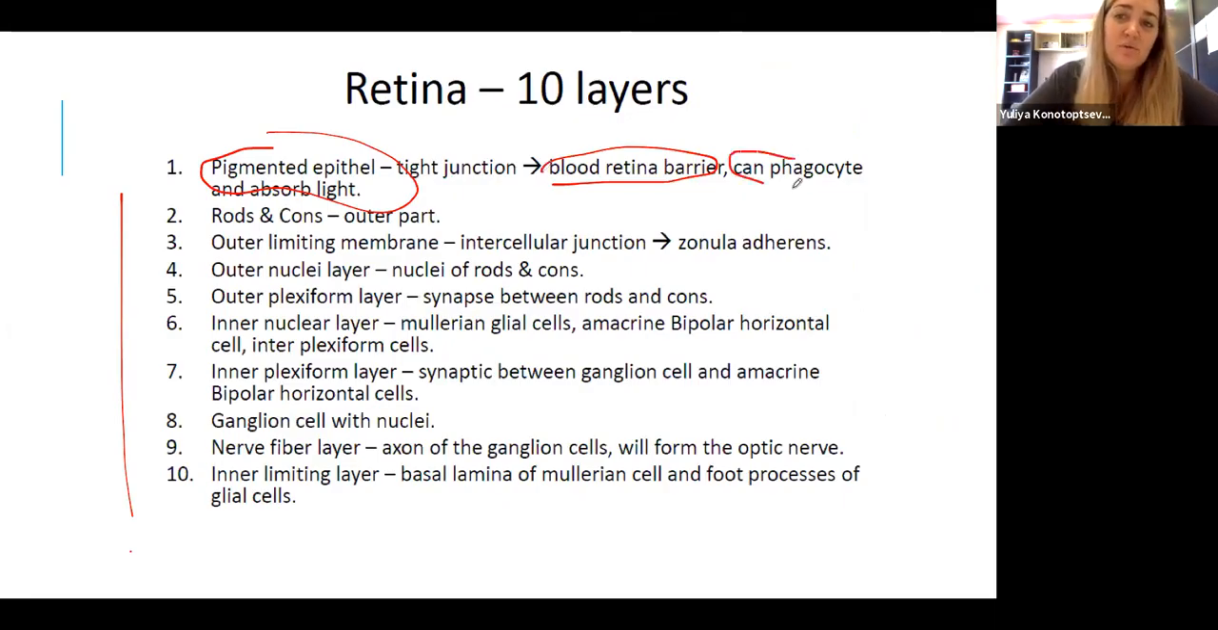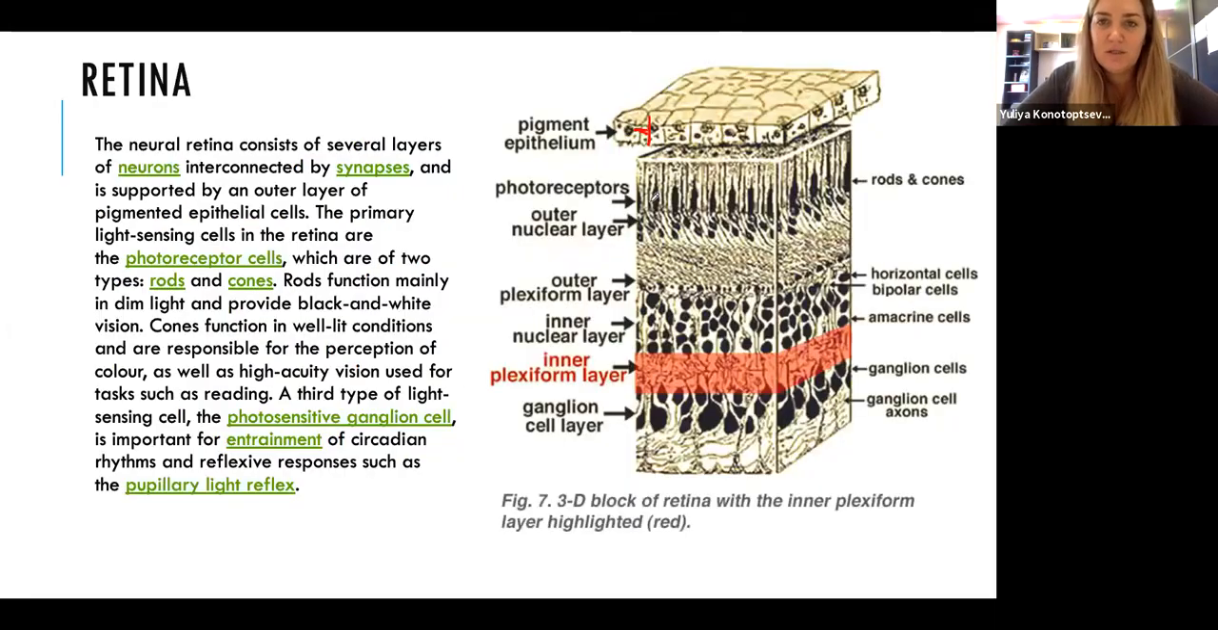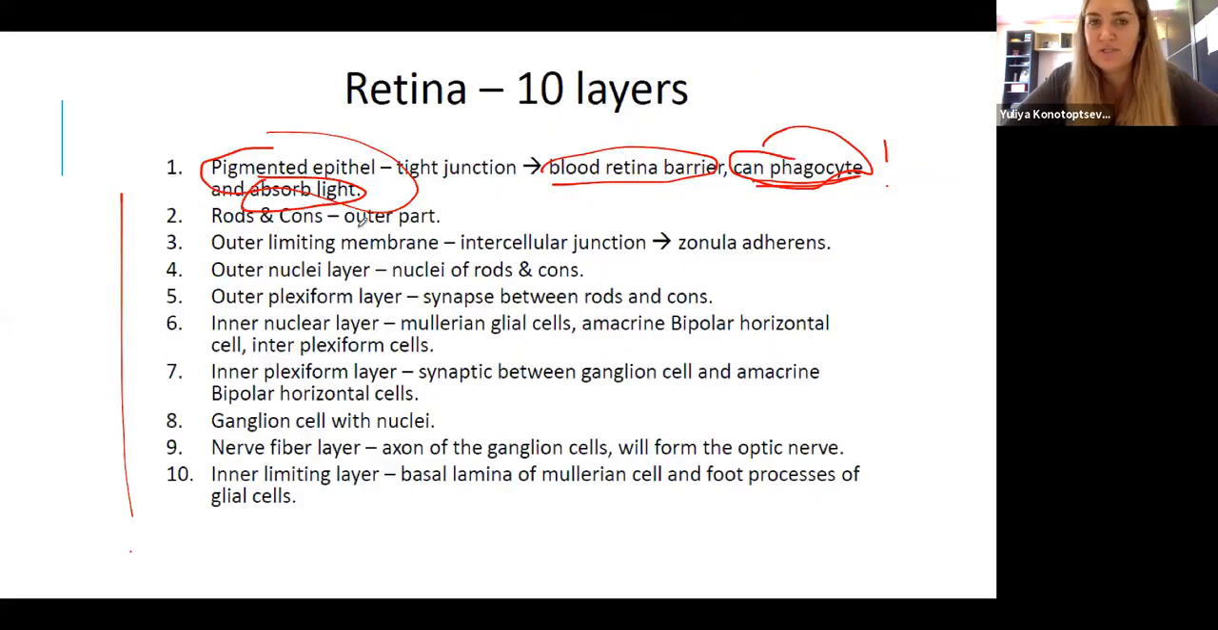This is questionable, so not every professor agrees with it: that phagocytosis could be there. In the exam you will not see this portion, but you will be asked what the purpose of the pigmented epithelium is, something to do with absorbing light. The second layer is the rods and cones, but that's not where the rods and cones are sitting. This is simply the layer where their axons will be.